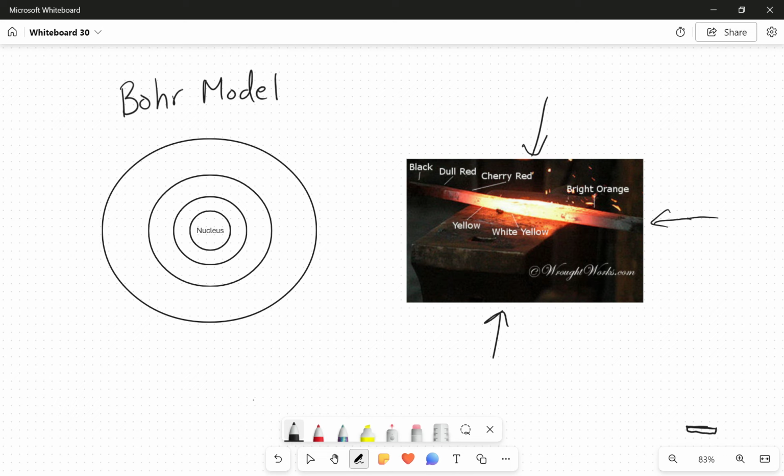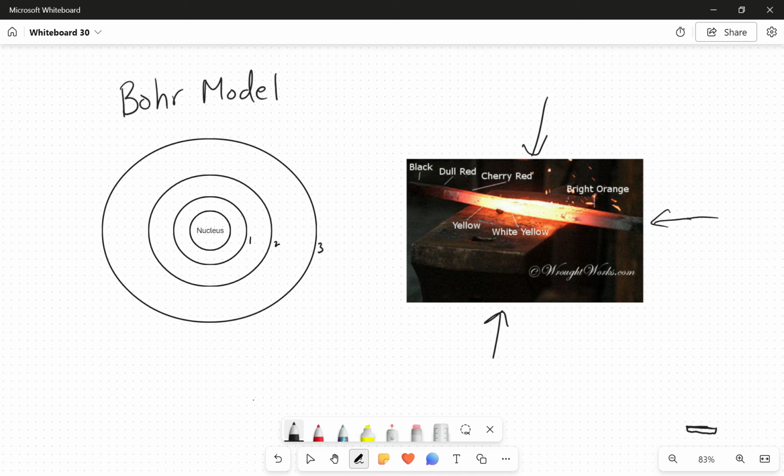Instead of having all the electrons orbiting at the same distance away from the nucleus, he has them on different rings that are working their way out from the nucleus. And he calls these rings energy levels. Okay. Now he also sometimes calls these shells, but they're kind of the same deal. Okay. Now each shell is a different distance away from the nucleus. So like this is shell 1, this is shell 2, and this is shell 3.